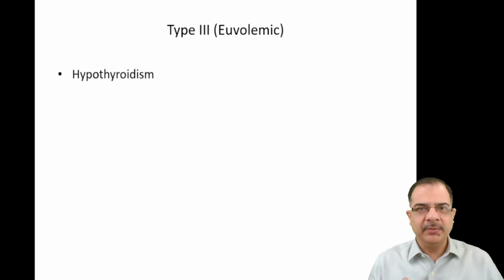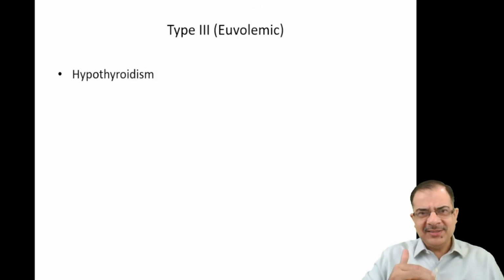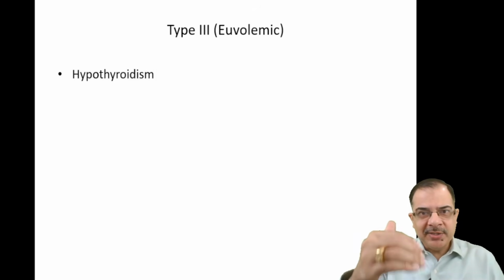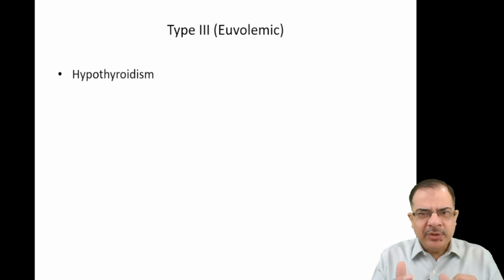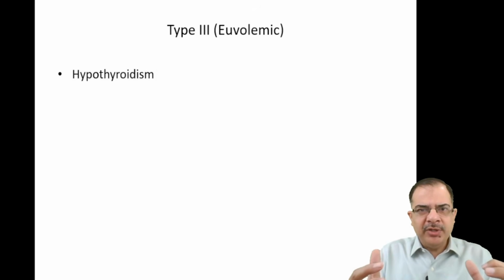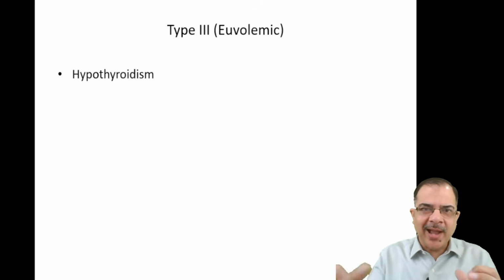Now, type 3 is euvolemic. In euvolemic, the causes can be hypothyroidism. In hypothyroidism, there is a slight decrease in the cardiac output. So, a slight decrease in the cardiac output decreases the GFR of the kidney. So, there is a slight water retention in the body. So, that dilutes the sodium.